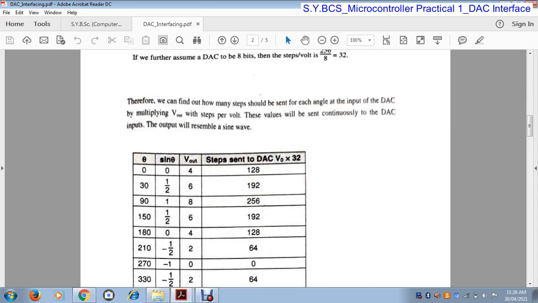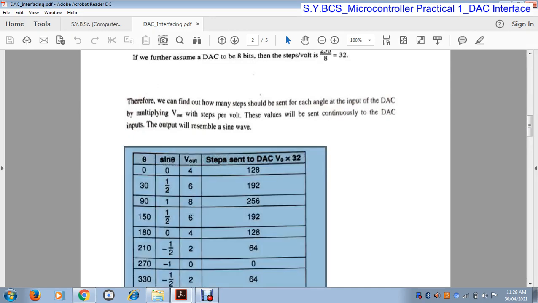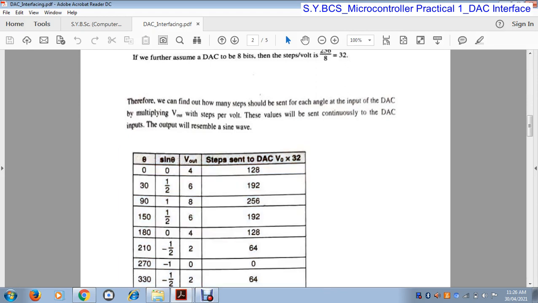At angle 0 the output voltage is 4. This 4 is multiplied by 32, then we get 128. 128 are the steps sent to DAC. When 128 steps are sent to DAC, then DAC generates the 0 angle.